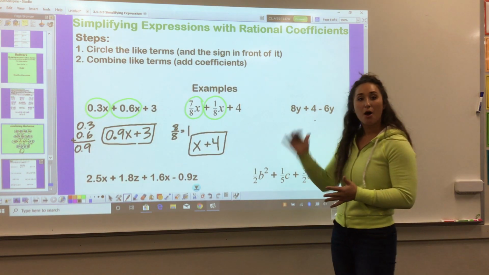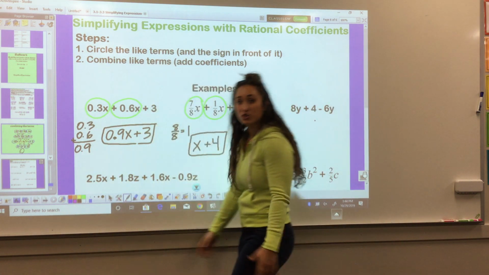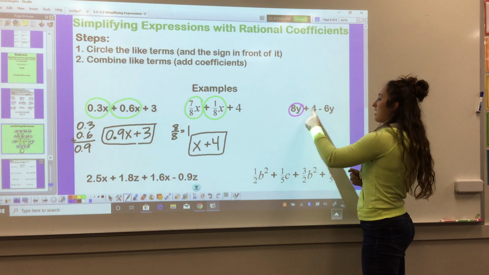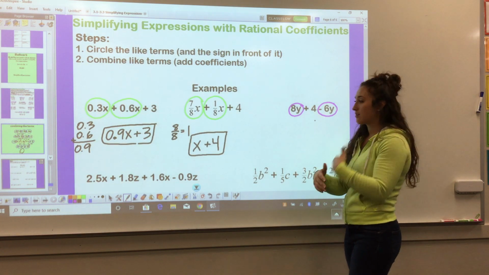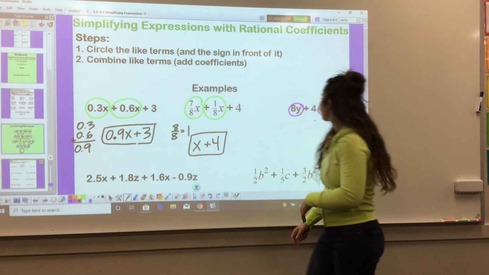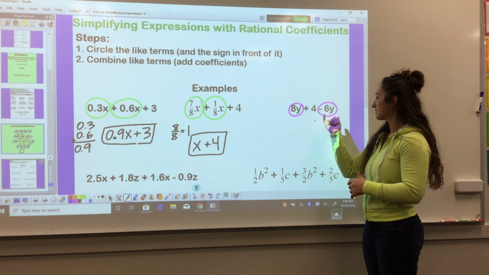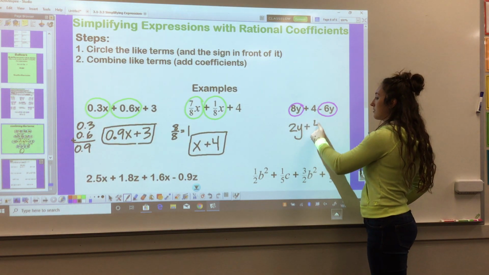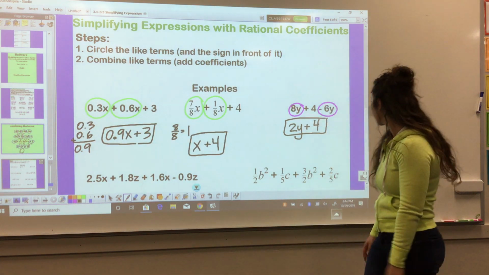Okay, sorry. Back to an expression with integer coefficients. So back to the basics here, I guess. Our like terms would be 8y and negative 6y. Remember, since it's minus 6y, you can consider it as negative. 8y and negative 6y. If you add 8 plus negative 6, that's 2y. And then the plus 4, again, is just on its own. There's nothing alike that I can combine it with.